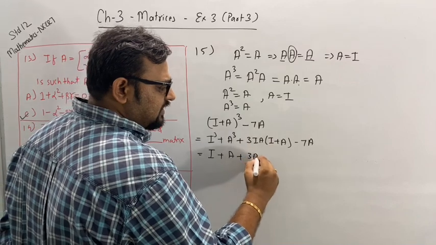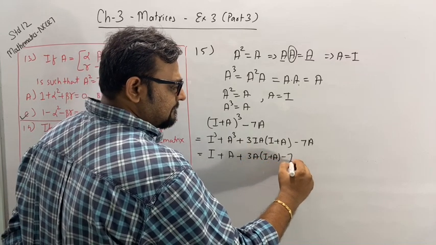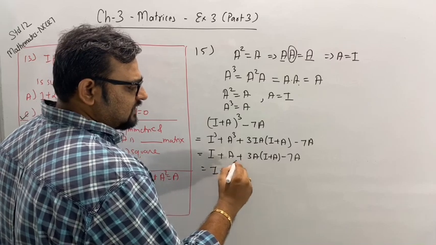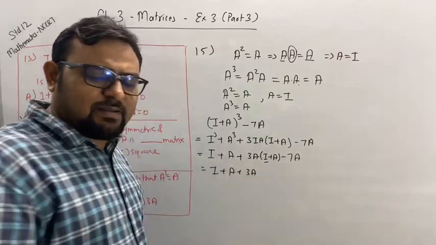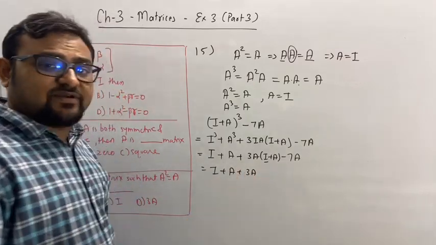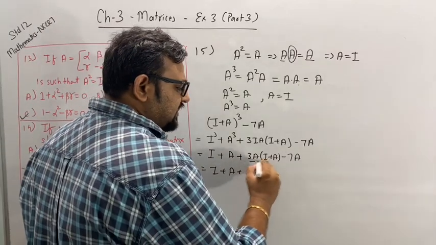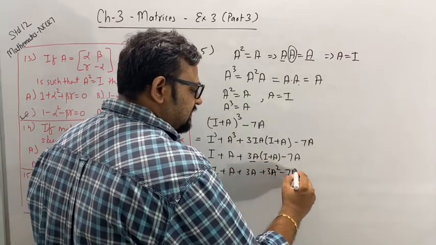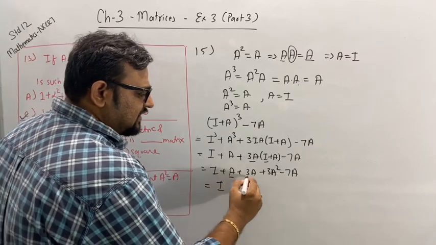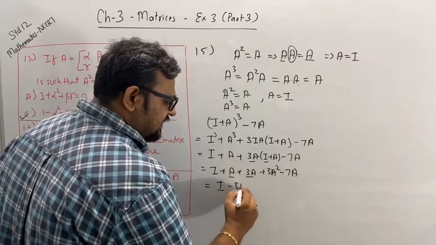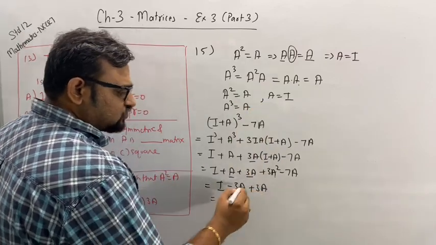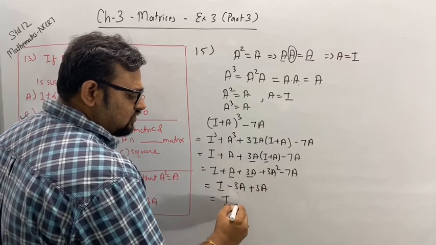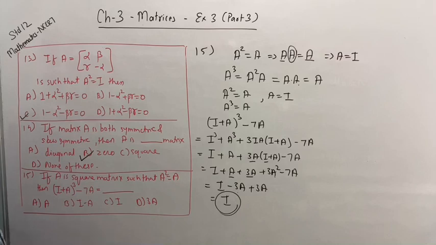So I plus A plus 3A into I. Any matrix multiplied with the identity matrix, we get the same, so 3A. Plus 3A into A, 3A square, minus 7A. So A plus 3A, 4A, minus 7A, minus 3A. And what is A square? A. So 3A minus 3A plus 3A, 0. We got the identity matrix. So this is our answer.